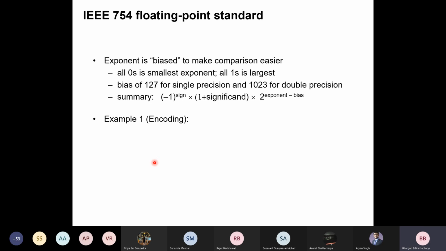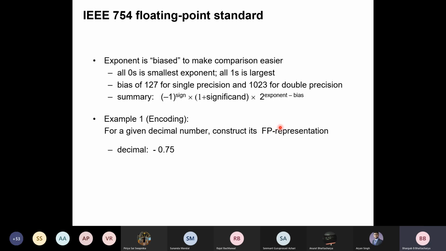So let us look into a simple example of encoding. For a given decimal number, I want to represent it in floating point IEEE format. And suppose this decimal number is minus 0.75. So how do I proceed to do it? First, I convert it to binary. So this is minus 0.11. 0.75 is this, right? The first one represents 0.5 and the second one represents 0.25.